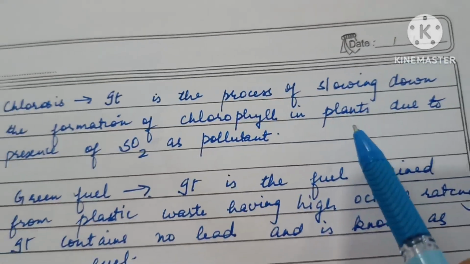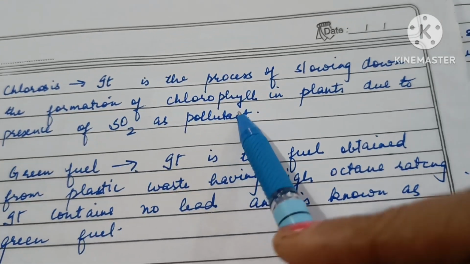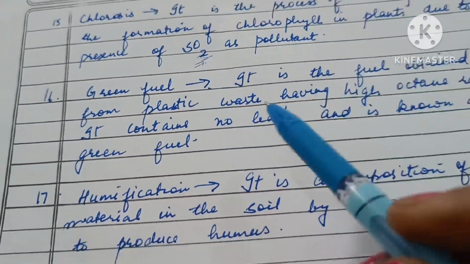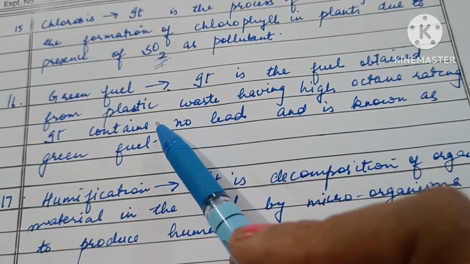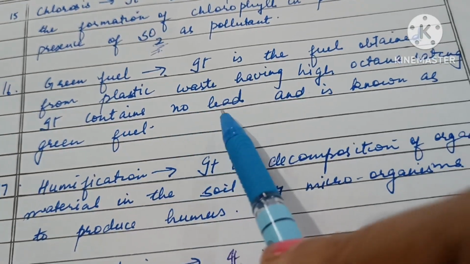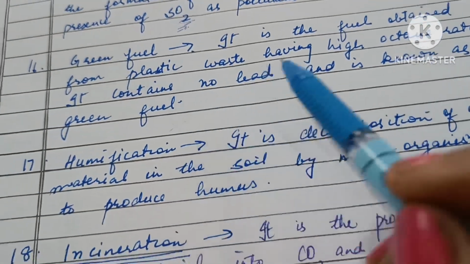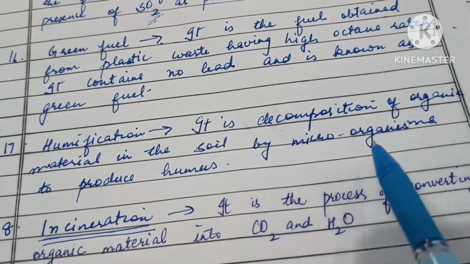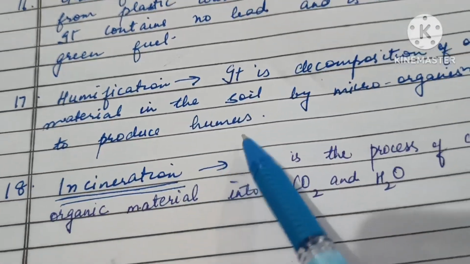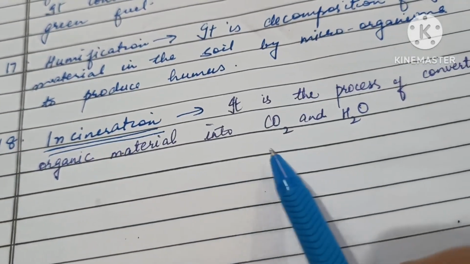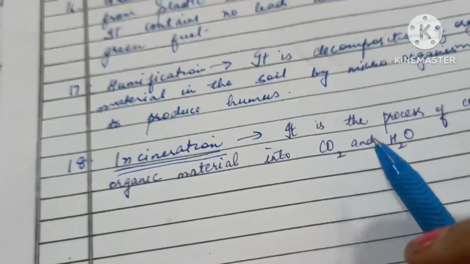Chlorosis is the process of slowing down the formation of chlorophyll in plants due to the presence of sulfur dioxide as a pollutant. Green fuel is the fuel obtained from plastic waste that has a high octane rating. It contains no lead and is known as green fuel. Humification is the decomposition of organic matter in the soil by microorganisms to produce humus. Incineration is the process of converting organic material into carbon dioxide and water.